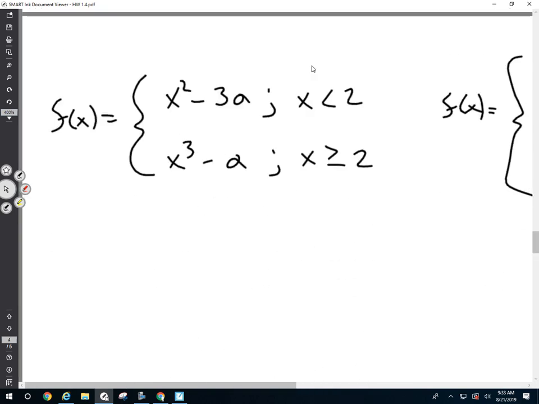All right, another one. First piece meets up with the second piece at 2.